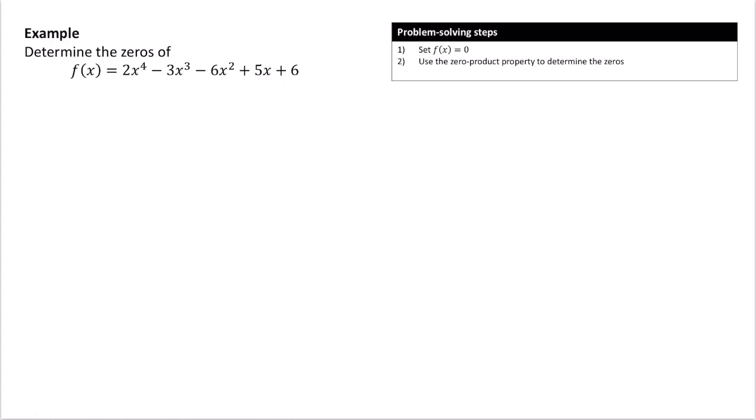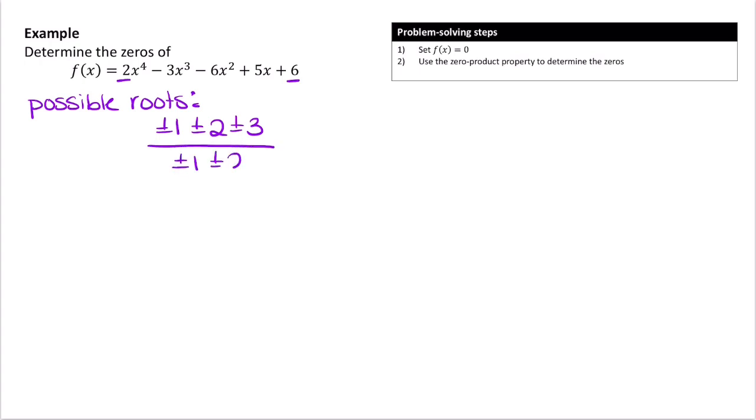So we want to determine the zeros of this polynomial. It's obviously not in factored form, so I need to start off by determining the factors. I'm going to start off by looking at the constant and the leading coefficient, and I'm going to determine the possible rational roots. So I'm going to make my list. The factors of 6 are plus or minus 1, plus or minus 2, and plus or minus 3. The factors of 2 are plus or minus 1 and plus or minus 2.